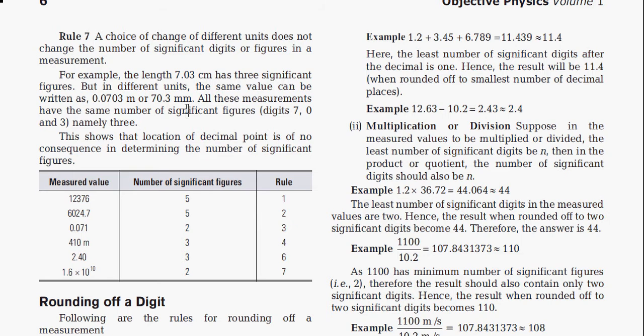As you can see, there is 7.03 centimeter. As I said in the earlier rules, you can refer to them. There will be 3 significant figures. Even in 0.0703 there will be 3 significant figures, and in 70.3 millimeter, even there, are 3 significant figures. That is all about the rules of significant figures.